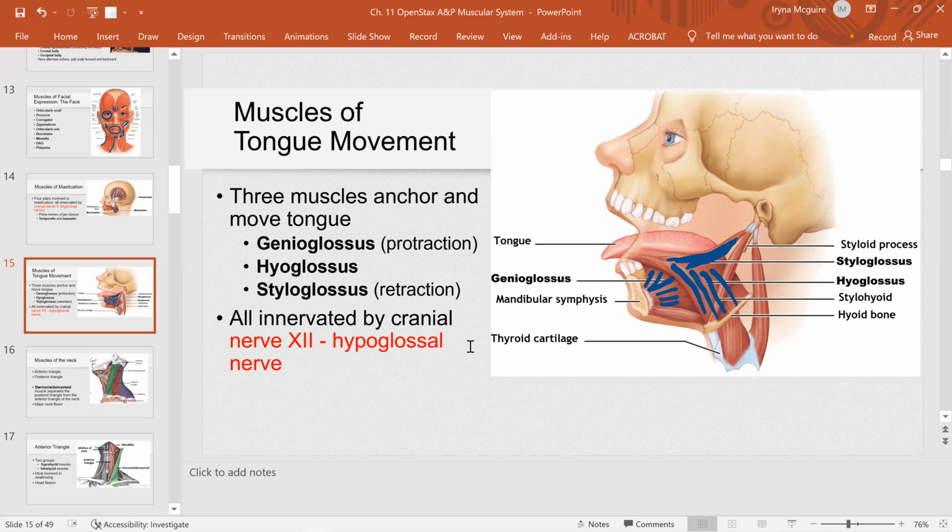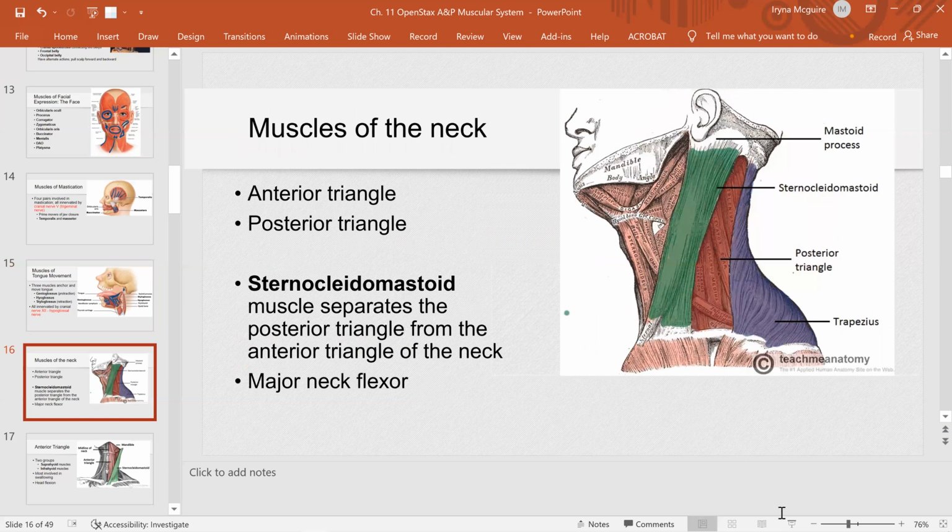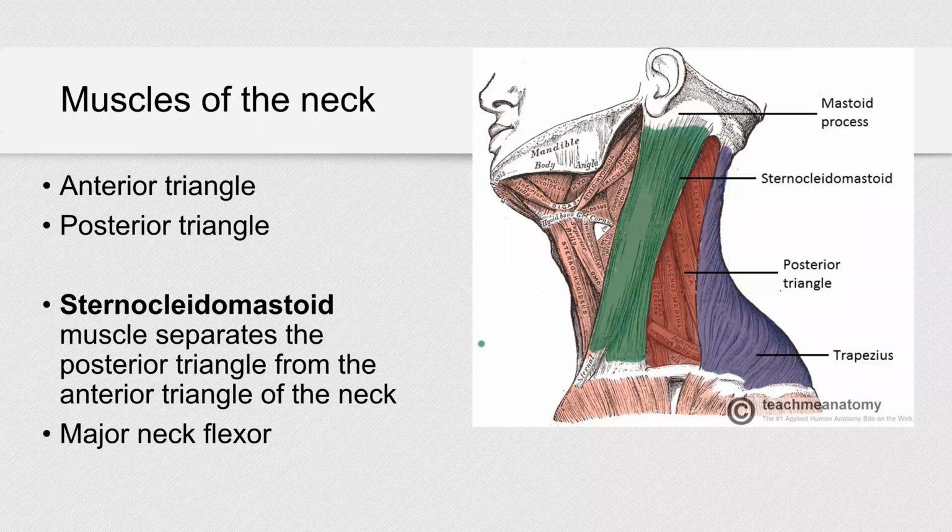But origin is different. The genioglossus originates at the mandible. Hyoglossus originates at the hyoid bone, and styloglossus originates at the styloid process of the temporal bone. Okay, now I think I can go back to my full view because I have more colors, so I can really use a red color to show you those muscles.